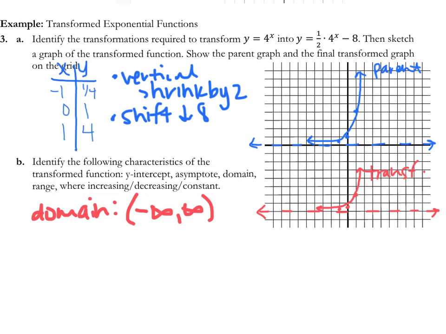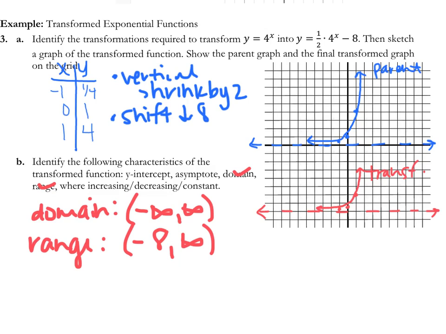Now our range is restricted though. Remember, the range is the possible y's you can get out. Notice that you don't get out any y values down here. You only get out y values up here, up above the asymptote. So our range can only go from -8 and then upward. So our range is going to go from -8 up to positive infinity. So that's domain and range.